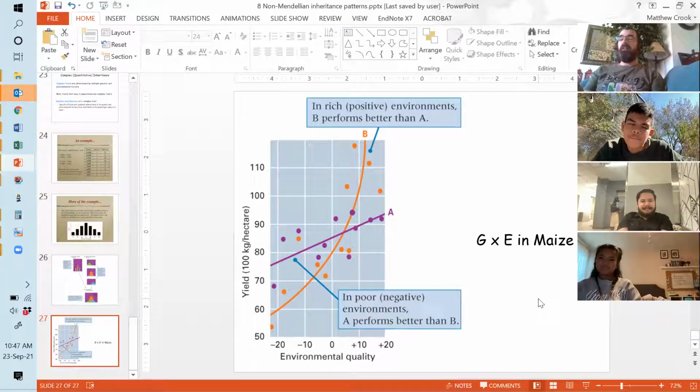next class we'll dive into linkage. So if you can read ahead, it's a real brain twister, lots of math involved.